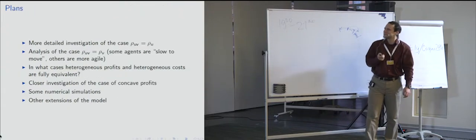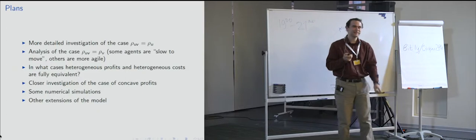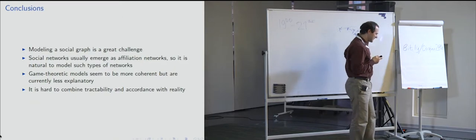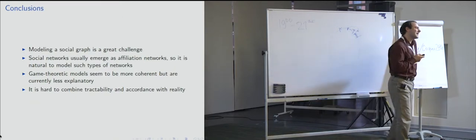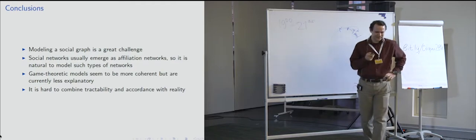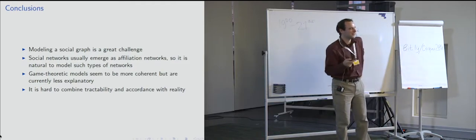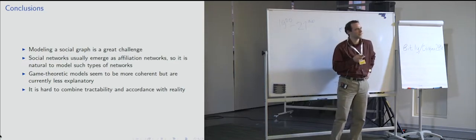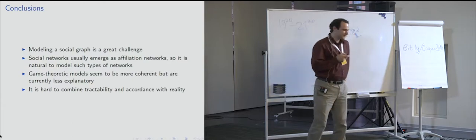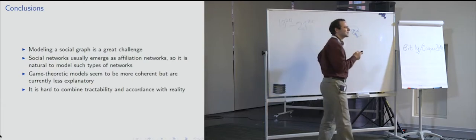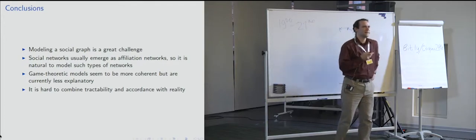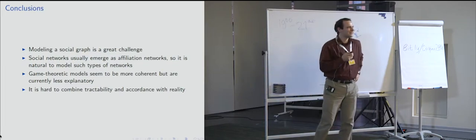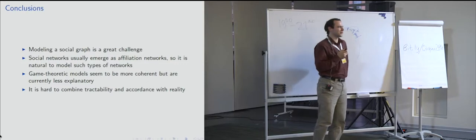Okay, so also we have some plans. Let me conclude. There are two main approaches to social network formation. One is the random graph approach, and the other is the game-theoretic approach. The random graph approach is more successful in terms of describing the real network's features. But the game-theoretic approach is more natural.